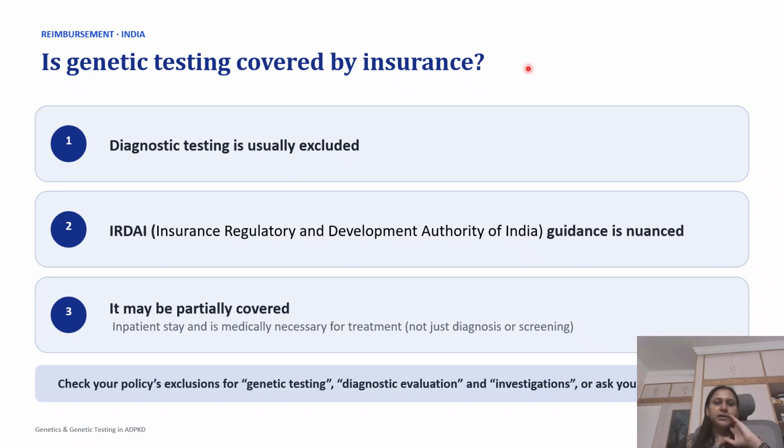In India, genetic testing for suspected ADPKD is usually not covered by most health insurance. Standalone diagnostic and genetic tests done for evaluation or screening are commonly excluded, though the IRDAI rules do prevent insurers from refusing a policy to someone because they carry or are at risk of a genetic disorder. That's about access to insurance, but not reimbursement of the test. Testing may occasionally be reimbursed if the patient is hospitalized, that is in-hospital billing, and deemed medically necessary for treatment. Advise patients to check their policy's exclusions for genetic testing and investigations, or to ask the insurer in writing.